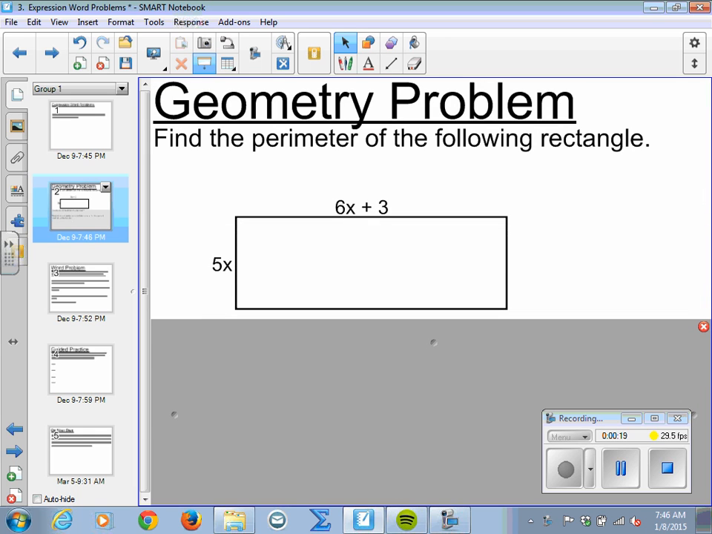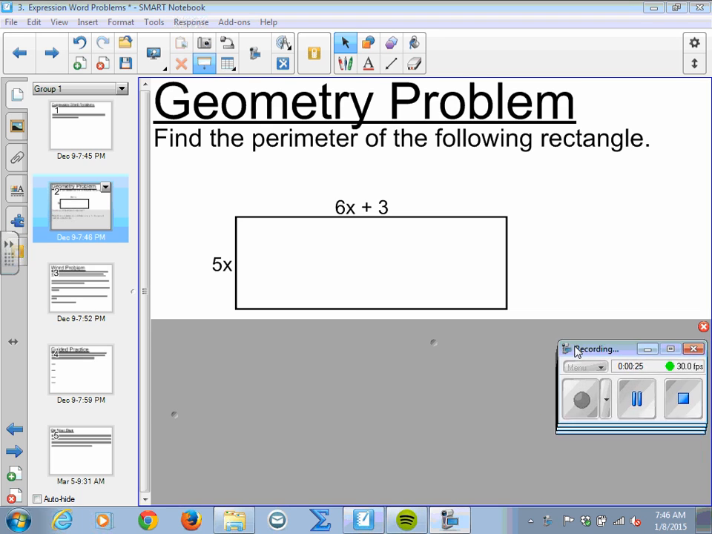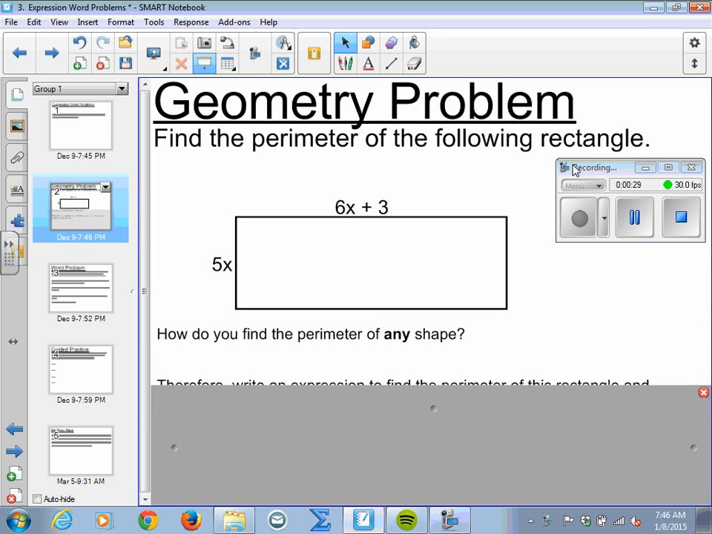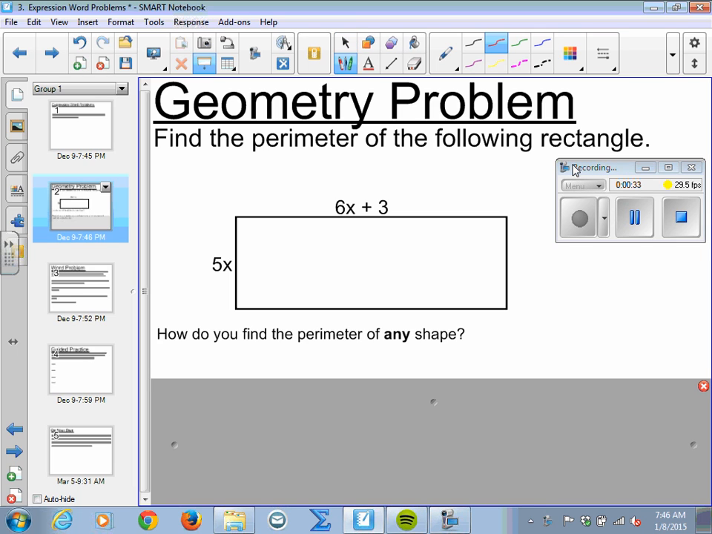Find the perimeter of the following rectangle. We've got a rectangle where one side is 5x, and the other side is 6x plus 3. So we have unknown lengths right now. Think about how to find the perimeter of any shape. All we do is add up all the sides.